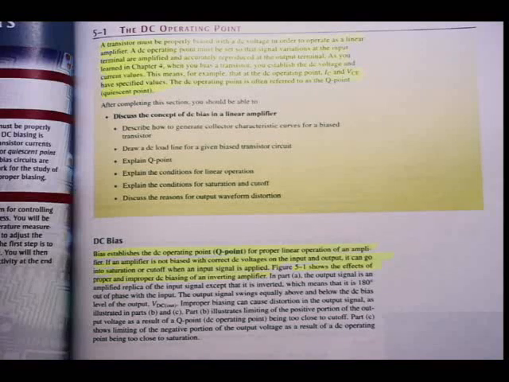Alright, DC bias. Bias establishes the DC operating point, Q point, for proper linear operation of an amplifier. If an amplifier is not biased with the correct DC voltages on the input and output, it can go into saturation or cut off when an input signal is applied. Figure 5.1 shows the effects of proper and improper DC biasing of an inverting amplifier.